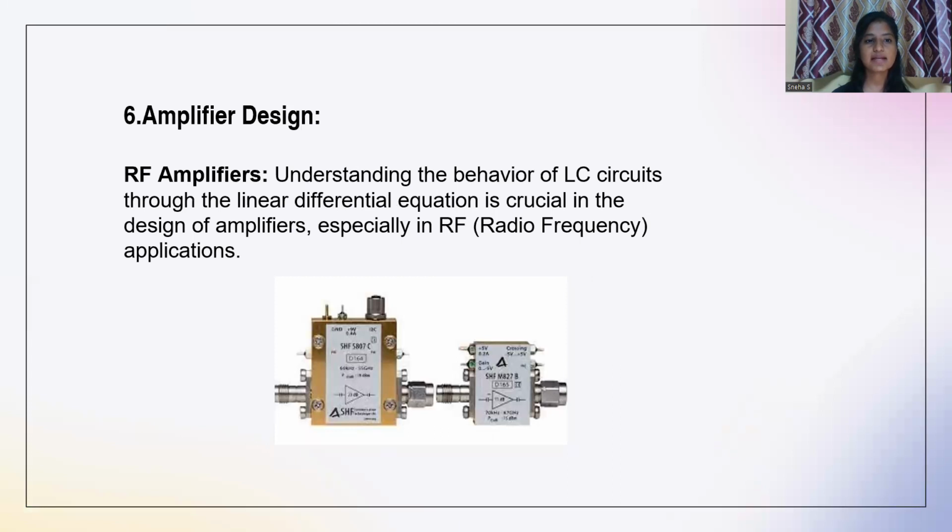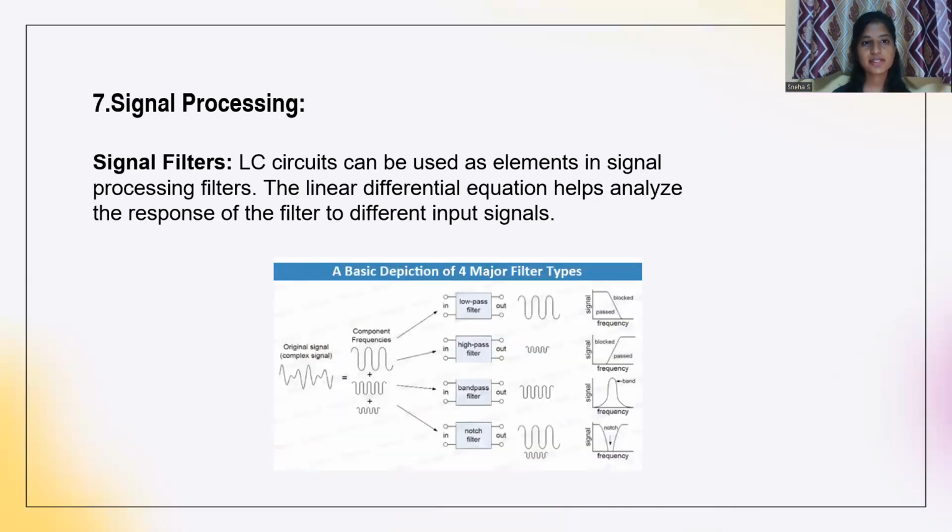The next one is the RF amplifier. An amplifier regulates the flow of current. It is basically used in radio frequency applications. Here is a diagram of an RF amplifier. The next one is signal processing. Signal processing deals with signal filters. Here we will be filtering signals using LC circuits. It helps us to analyze the response of the filter to different input signals.